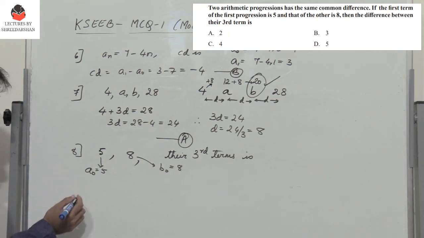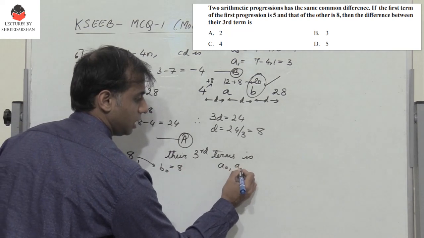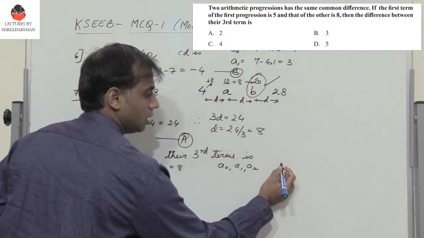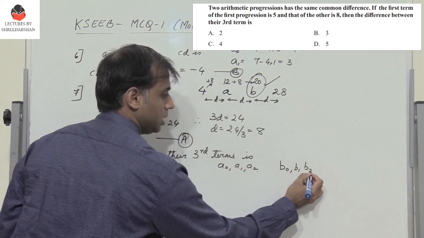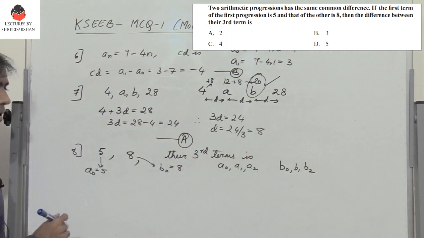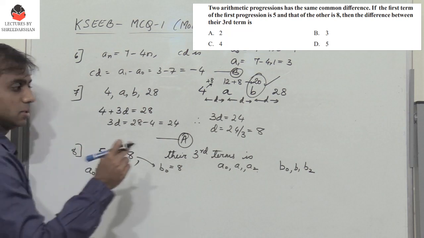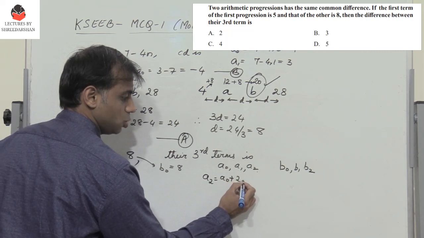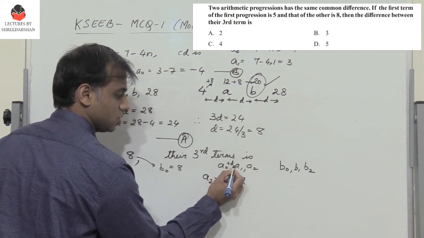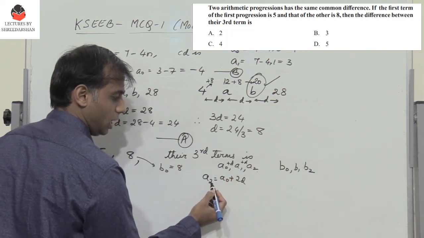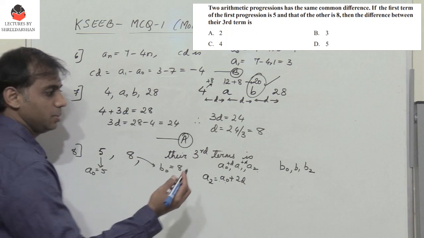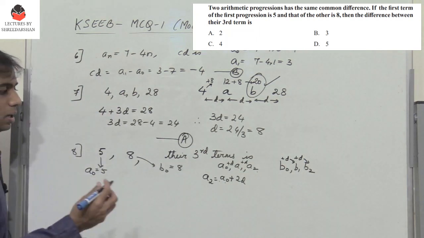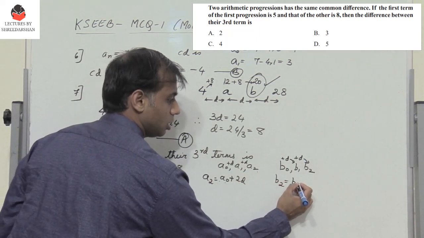Now what is the third term? The third term is, see, a0 is the first term, a1 and a2. So this is the third term for the first arithmetic progression. For the next progression, I have b0, b1, b2. This is the third term. And it has been given that the common difference is the same. So how do I get a2? a2 is a0 plus 2d, isn't it? So a0 plus d gives me a1. a1 plus d gives me a2. So a2 is a0 plus 2d. Similarly, b0 plus d gives me b1. b1 plus d gives me b2. So therefore b2 is b0 plus 2d.